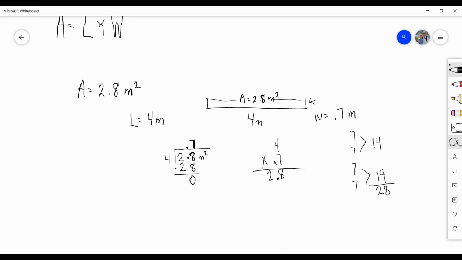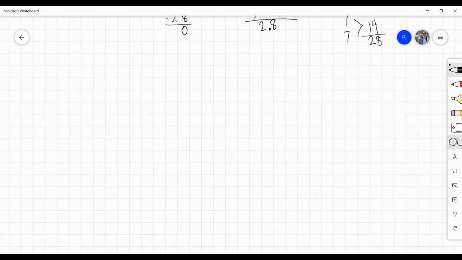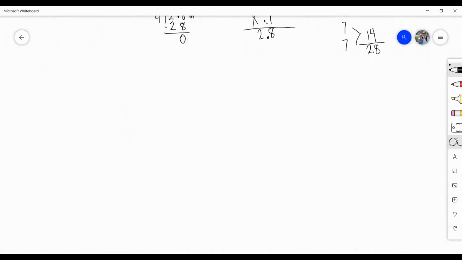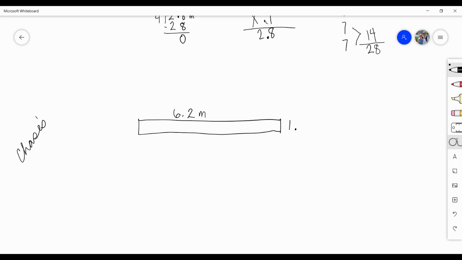The next part says, and this here was John's garden. The next is Chase's. Chase's garden is larger than John's. His garden length is 6 and 2/10 of a meter. The width is 1 and 83/100 of a meter. What is the total area?